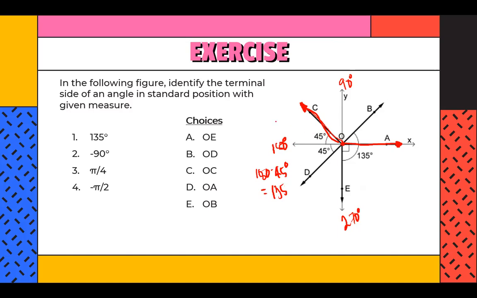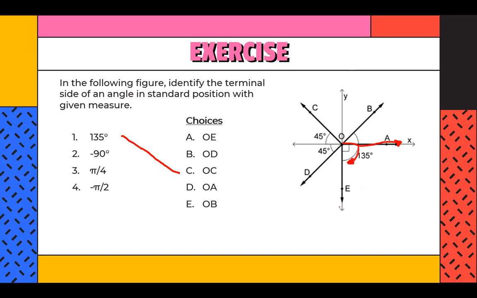Therefore, the terminal side is at OC. So it's letter C. Next, we are given negative 90 degrees. Again, our initial side is at the positive x-axis. Then, we are considering the direction because the sign on our angle is negative. Therefore, the movement of our ray is going clockwise, meaning papunta siya dito.